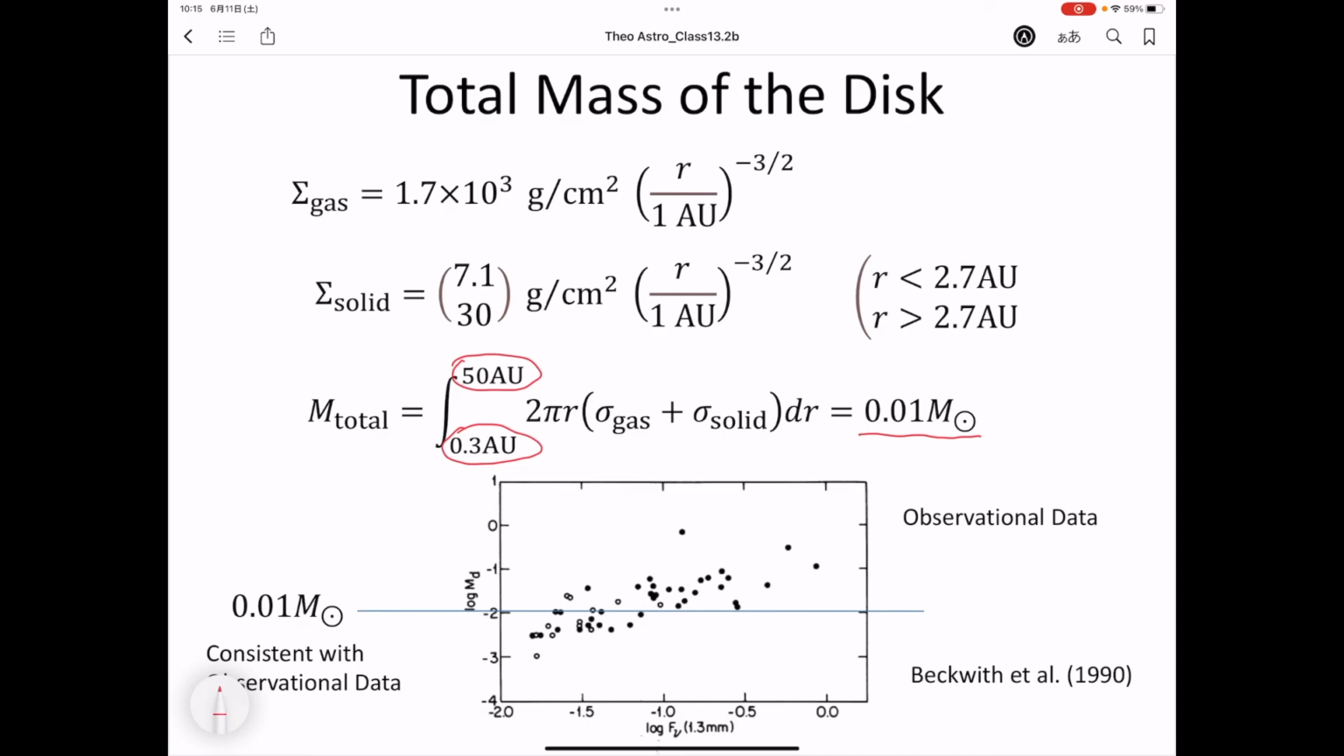If we compare the total mass of the disk with the observational result given by Beckwith et al. in the 1990s, surprisingly, the deviation from observation is not large. We could consider the Hayashi model might be a good model to consider the growth process of the solid particles. Okay, this is the end of the first lecture.